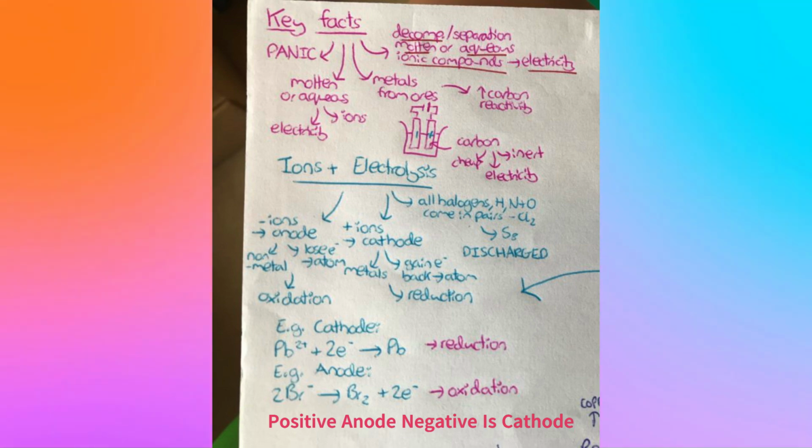And they might ask you, why are these electrodes made of carbon? Well, there are three reasons. Number one, carbon is inert, it's unreactive. Number two, carbon conducts electricity. And number three, it's relatively cheap.